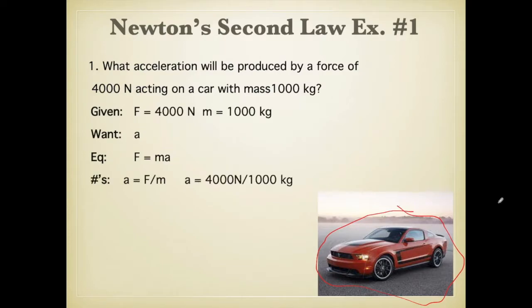So it's going to be 4,000 newtons divided by 1,000 kilograms. And then you'll get that the acceleration is 4 newtons over kilograms, which is what your units would be based on what you see here. But then you could just remember back that acceleration is measured in meters per second squared. All right, so that's not a bad one. Let's try a little tougher one.